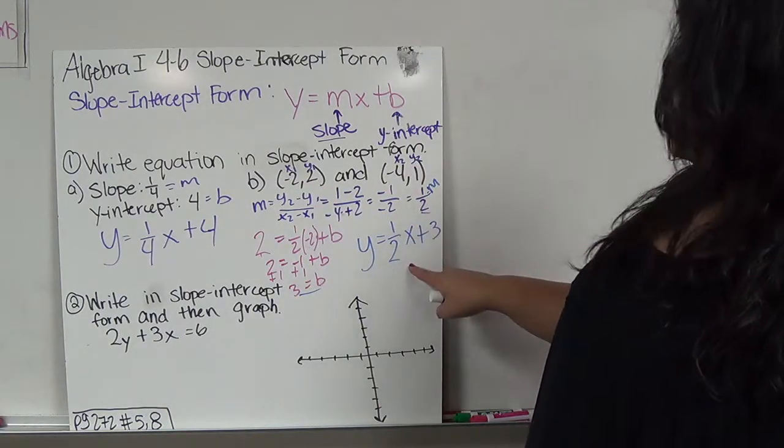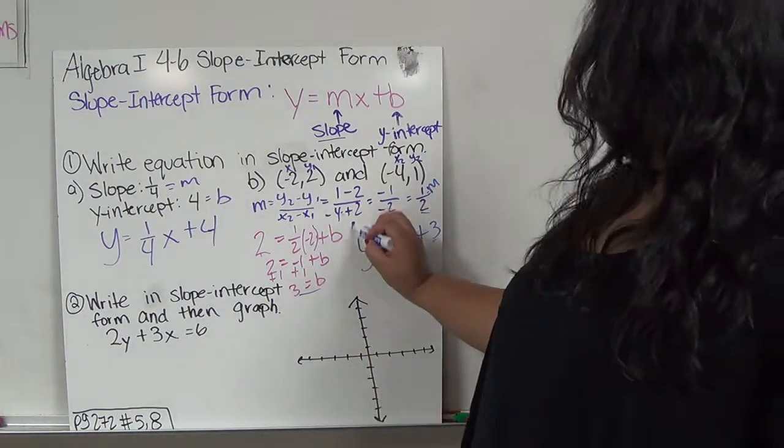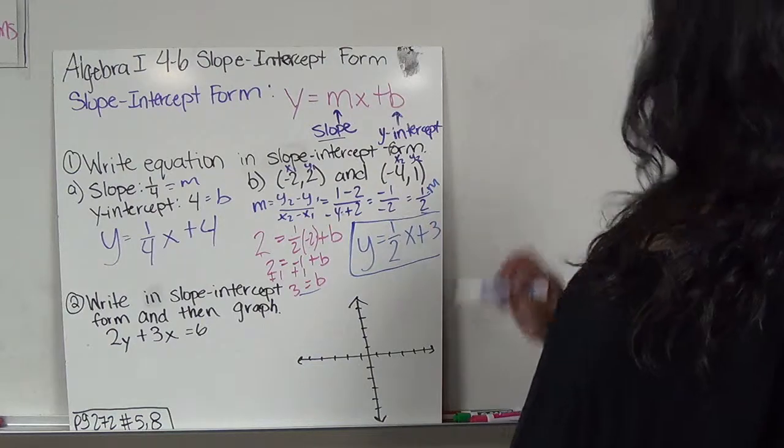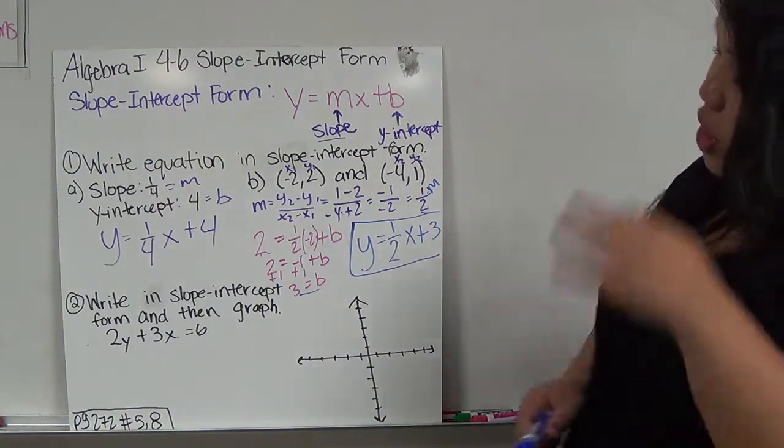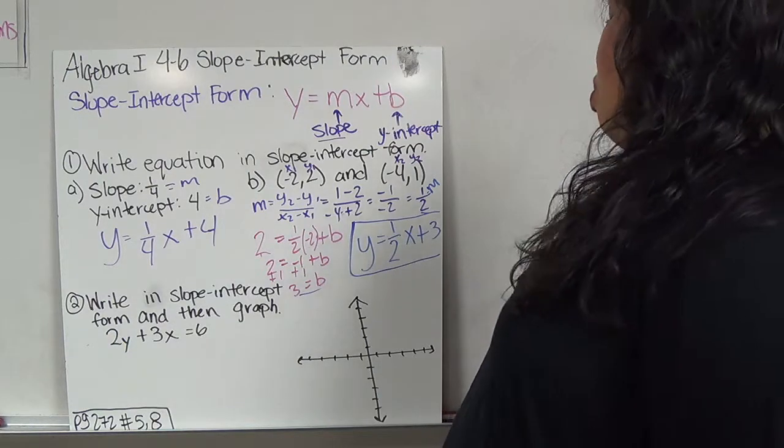If I plug this in, it'll state this true. Okay? So, hopefully that makes sense. Number 2 is just to write in slope-intercept form and then graph.